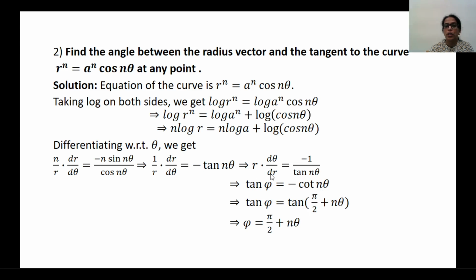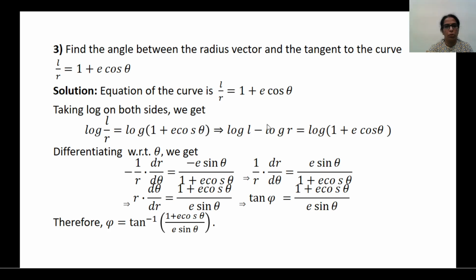Now observe the LHS here. r into d theta by dr is nothing but the angle between the radius vector and the tangent, that is tan phi. So we will have tan phi equal to minus cot n theta. Now write this cot, including minus, by using tan. Tan of pi by 2 plus n theta. Pi by 2 plus n theta means it will be in the second quadrant. In the second quadrant tan is negative. So therefore you will get minus cot n theta. Which implies phi equal to pi by 2 plus n theta. So this is the angle between the radius vector and the tangent.